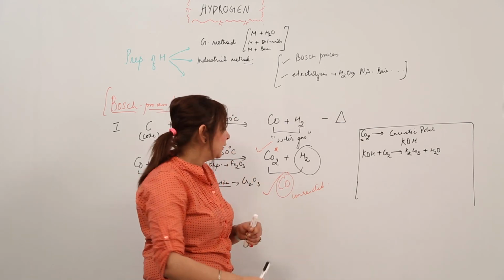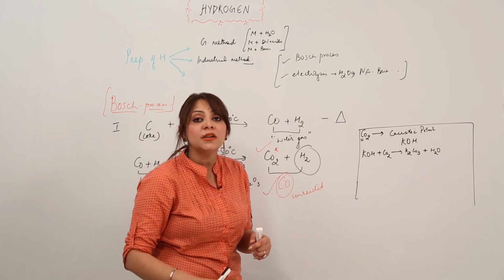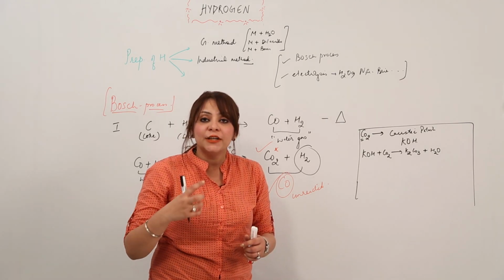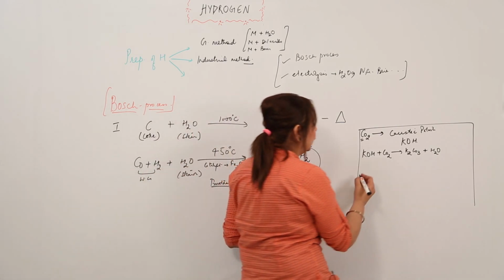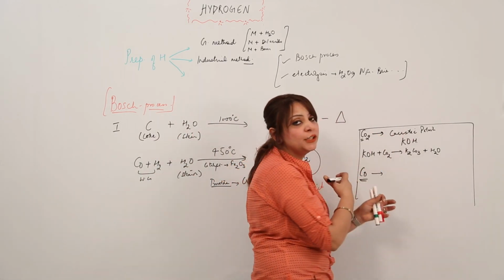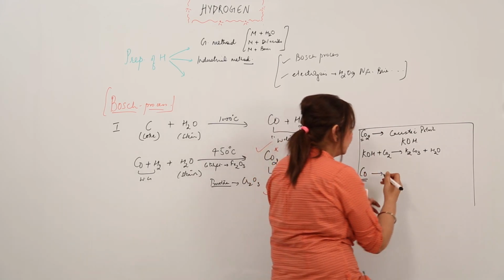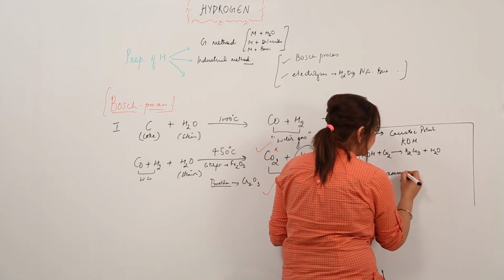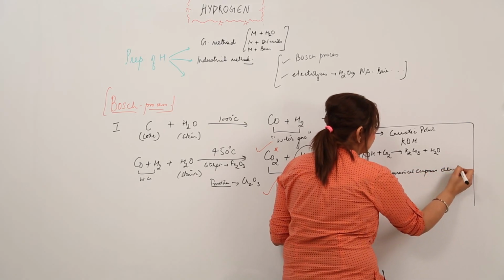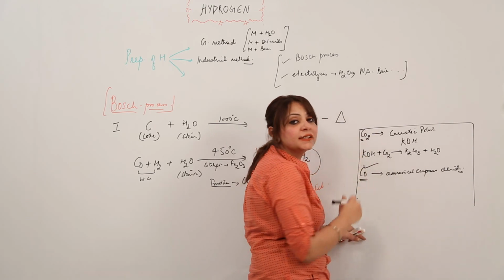Now the second impurity which we wish to remove is carbon monoxide, that is, the some amount of carbon monoxide that was left unreacted. So how is this carbon monoxide removed? Again, the mixture obtained after removing the CO2 is then passed through a solution of ammoniacal cuprous chloride. This solution helps in removing the carbon monoxide.